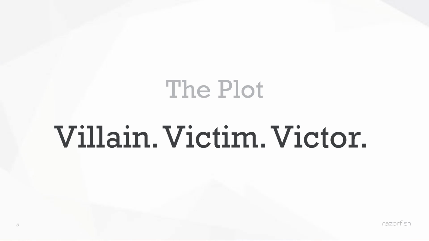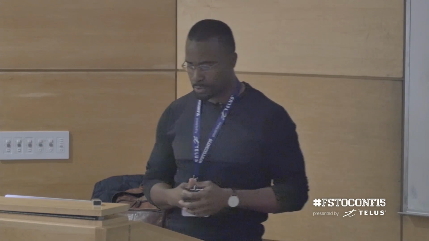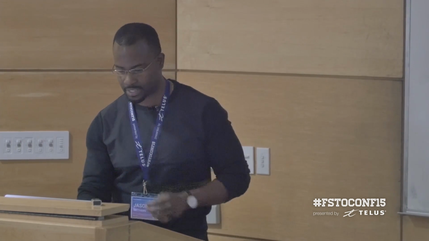So the plot today will be the villain, the victim, and the victor. So how do we get there? I love this quote: "The art of programming is the art of organizing complexity, of mastering the multitude, and avoiding the bastard chaos as effectively as possible." Basically, it's saying the most important thing about your job as programmers is to organize your code so that it's easy to manage. This is part of the villain, the code, the beast.